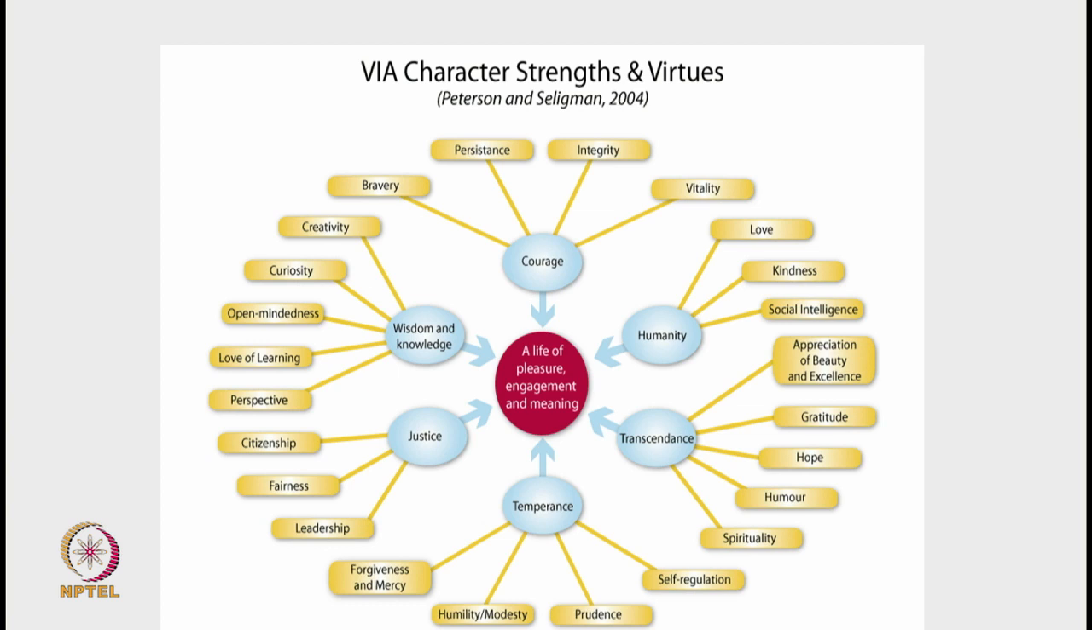This model has been prepared on the basis of a theoretical model. It is not a statistically proven fact. But theoretically they collected information from various sources and then they prepared this model, and they said there are broadly 6 virtues, and under these 6 virtues there are 24 character strengths. Let us know the definition of all these virtues as well as character strengths.